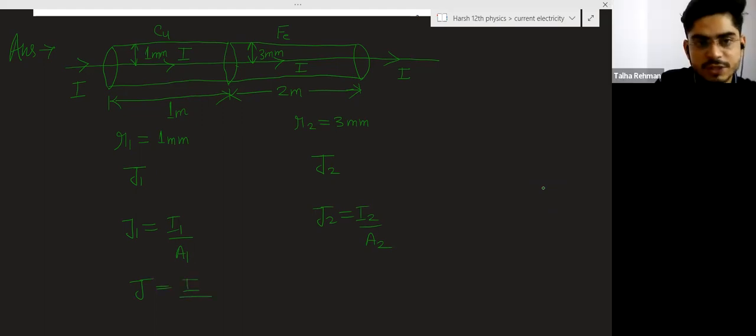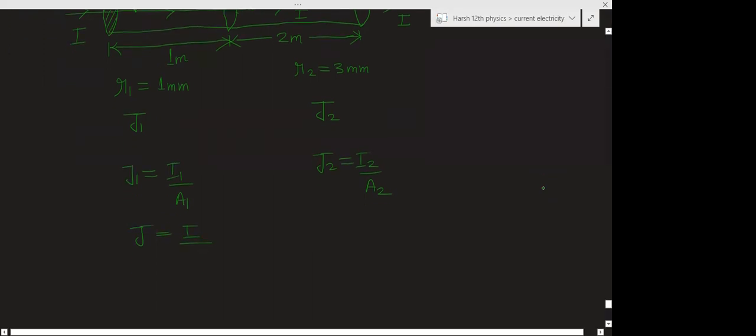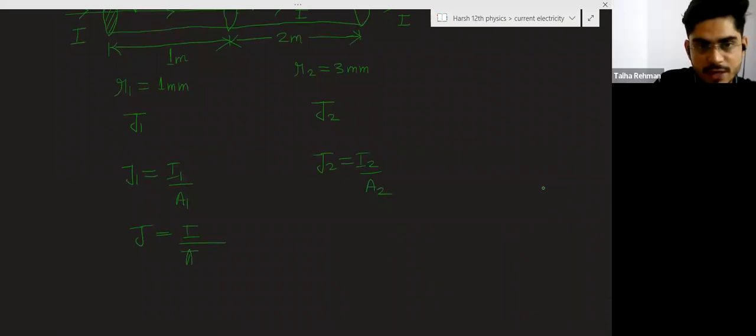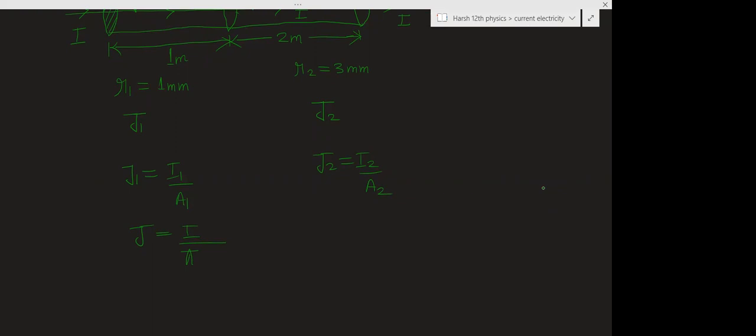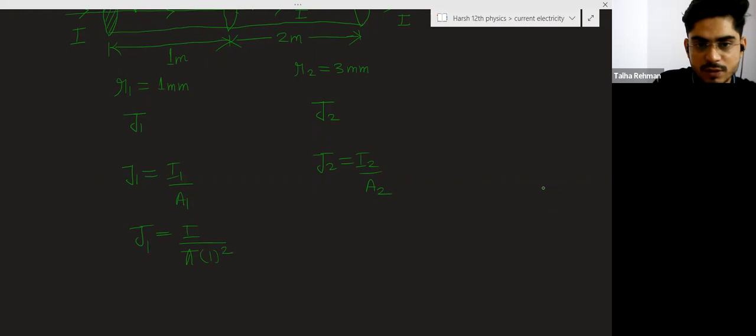And the area of cross section you will take this area. This is pi r square. Pi r square means pi R1 square. You will do the square of 1, means 1 square. So this is J1. Similarly, J2 when you calculate, you will get I divided by A2. A2 means pi and the radius square means 3 square.